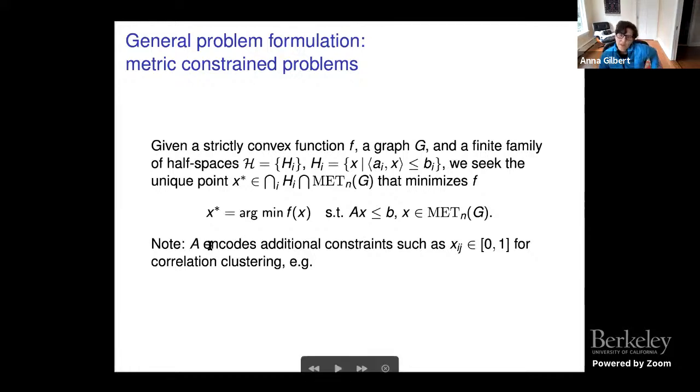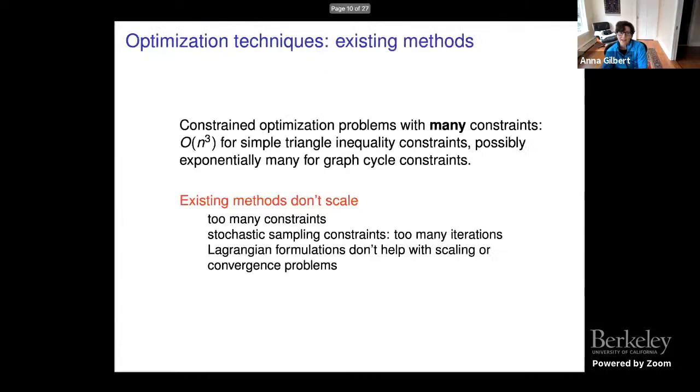The reason why we allow for these additional constraints is, like for the correlation clustering problem, these variables might be in between 0 and 1, not just any sort of value. So we've got a strictly convex function that we wish to optimize over a convex set, subject to some nice-ish inequality constraints. We called this type of problem formulation a metric constrained problem. Now you want to optimize some function over metrics, over the metric polytope. And how do you do that?